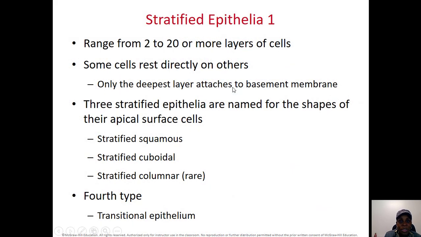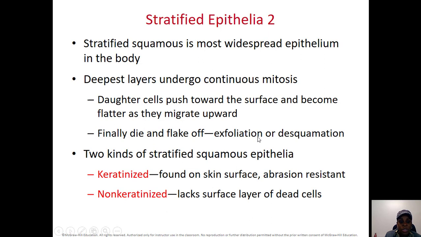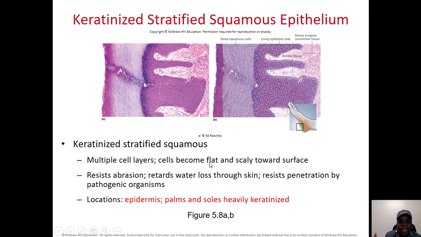Then stratified epithelium, you can see stratified squamous, stratified cuboidal, stratified columnar. Let's talk about each one specifically. The stratified epithelial, two kinds. One is keratinized, the other one is non-keratinized. What is keratin? It is the waterproof substance on our skin. So the keratinized is going to be where? On the epidermis, the top of the skin, the palm of the hand, and the sole of the feet. That's going to be keratinized stratified squamous epithelium.